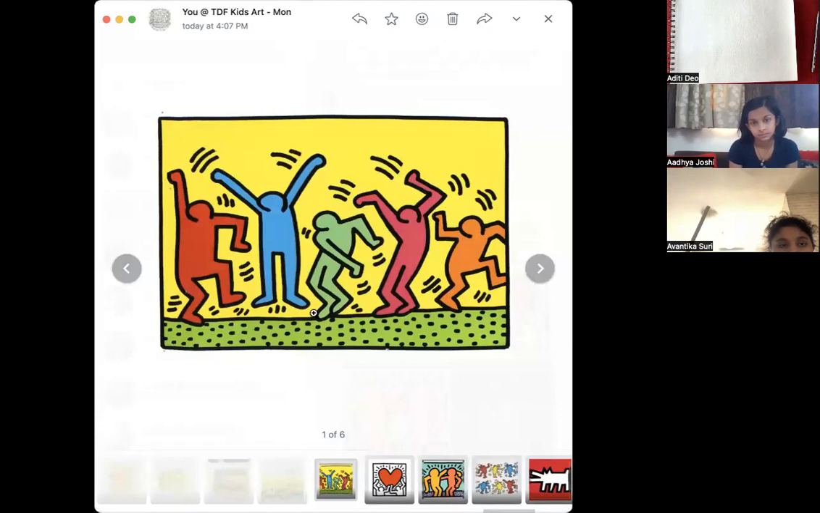So the figure in the center, the green figure, can be drawn first. Then I will draw the figures on either side. If I start drawing from one side, chances are that I might not get enough of a gap and I might draw either all the figures too close to each other or too far from each other. So I'm going to distribute them equally.